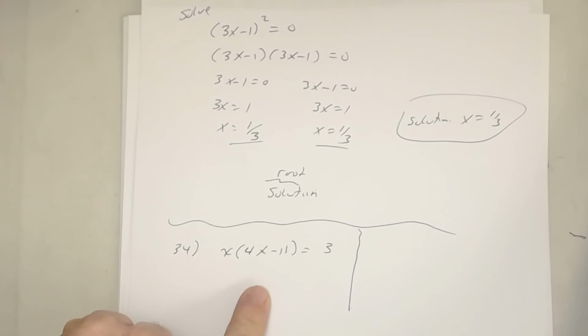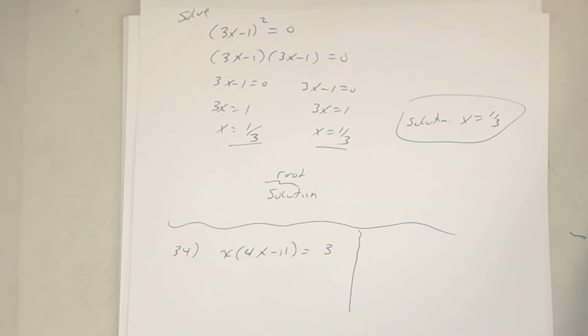Just set each of those equal to 3. Okay. Is that going to give you the correct solutions? Yes. The idea is to distribute first and then put it in standard form, which is what you referred to and what you referred to.